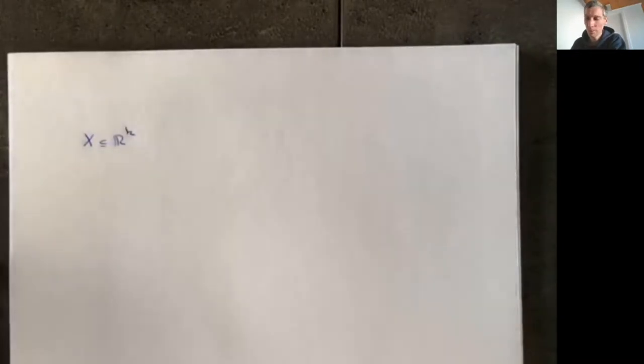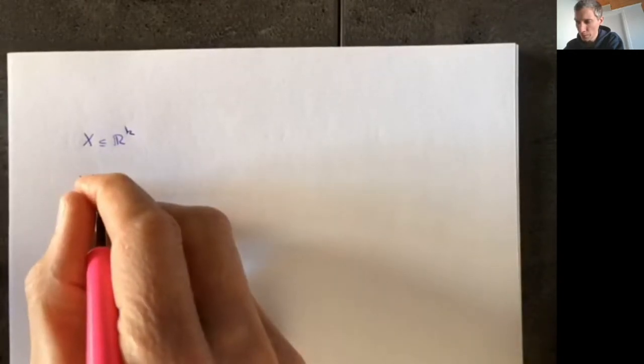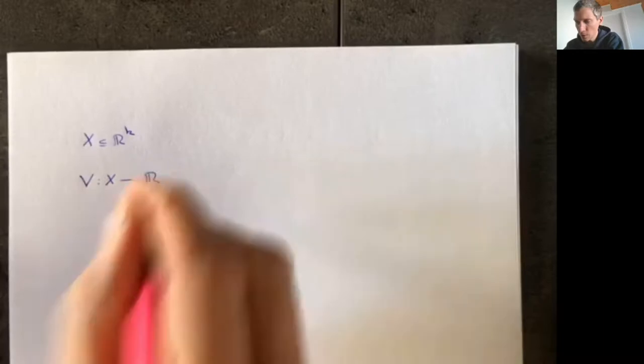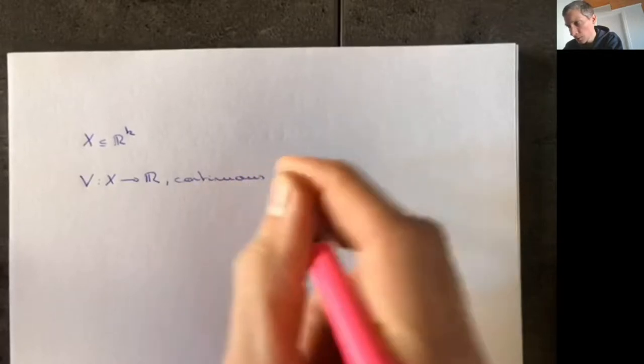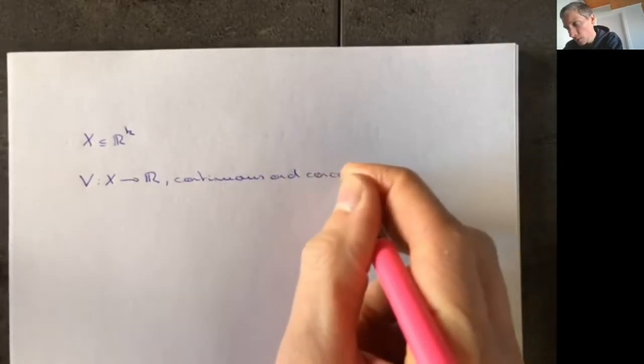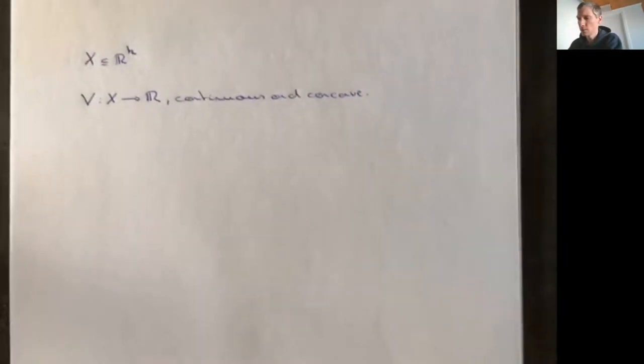introduction or a quick elaboration on concave functions, because this will become important when we prove several results. So let me consider a domain X, which can be a subset, let's say, of R^K, and then we're going to consider a function. Let me call this function V, that goes from X to R, so it's a real valued function. I'm going to assume that it's continuous and concave. Okay, so these are the assumptions I'm going to impose: concavity.